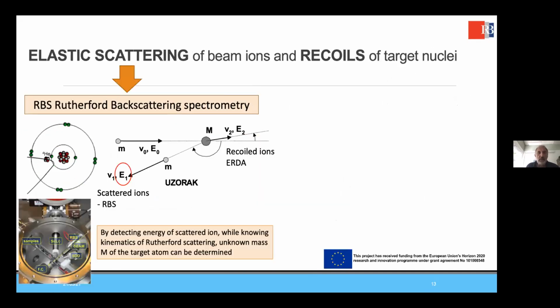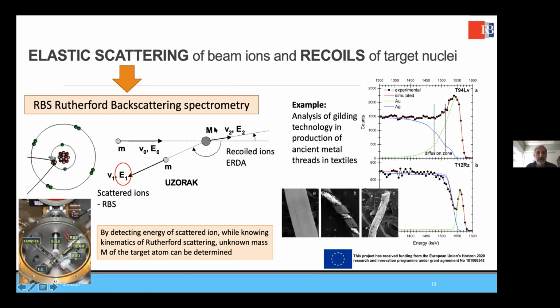A very conventional technique based on elastic scattering is Rutherford backscattering spectrometry. There is scattering of typically helium ions on the nuclei of the target. The same chamber can be used as in PIXE, and you have very simple kinematics. You know everything, you know the probability, because these are Rutherford scatterings, and you can measure the energy of the scattered ion.